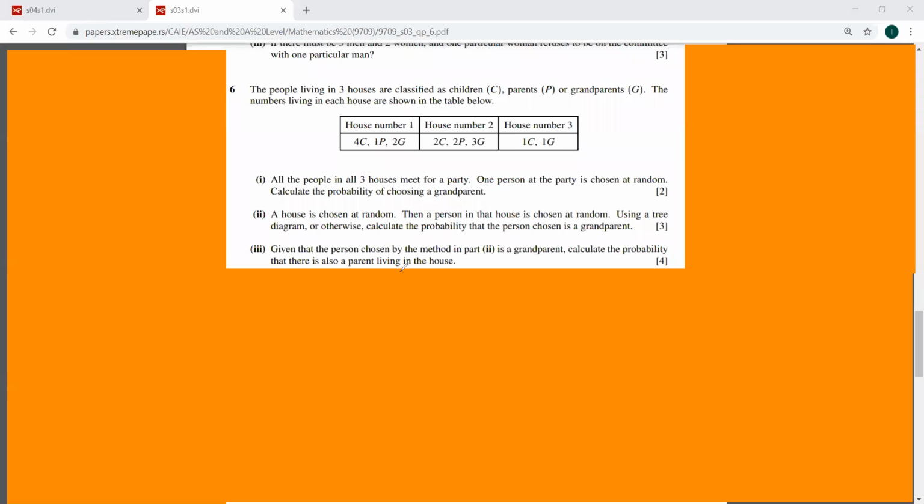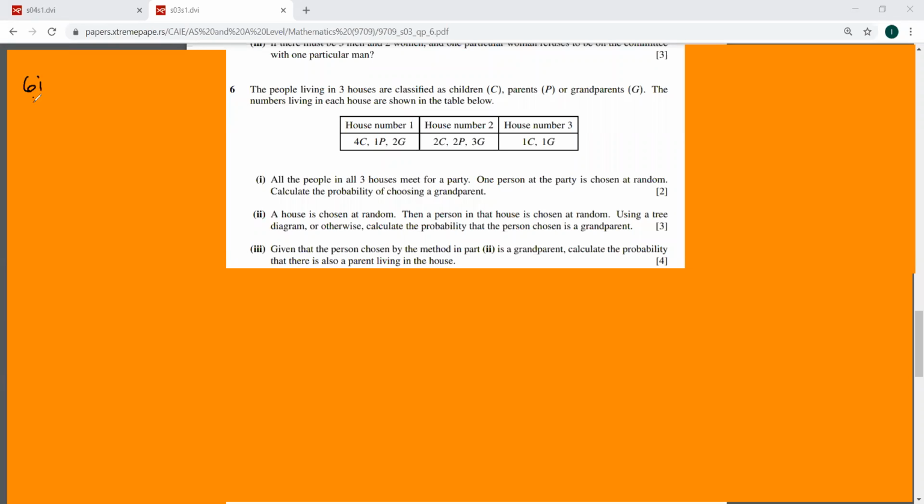This question is from June 03, paper 6, the sixth question. Let's try this. The people living in three houses are classified as children, parents, or grandparents. The numbers living in each house are shown in the table below. All the people in all three houses meet for a party. One person is chosen at random. Calculate the probability of choosing a grandparent.